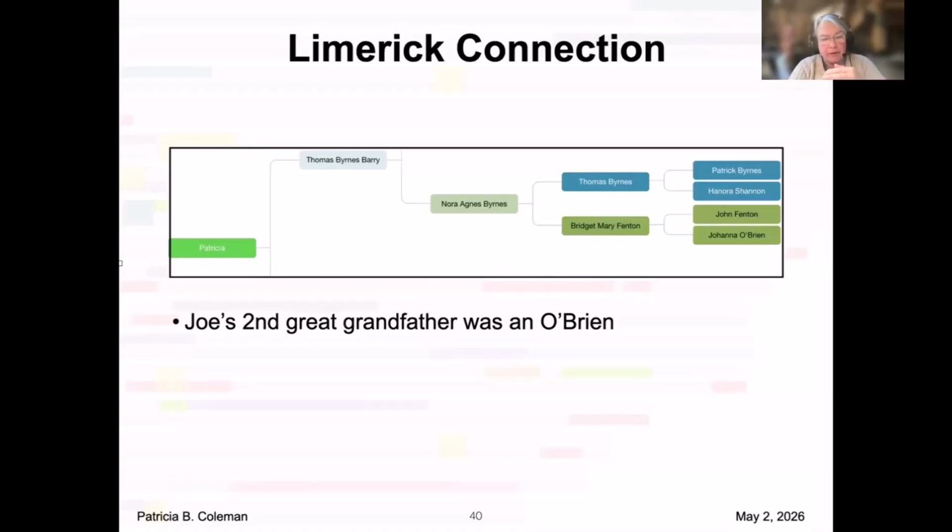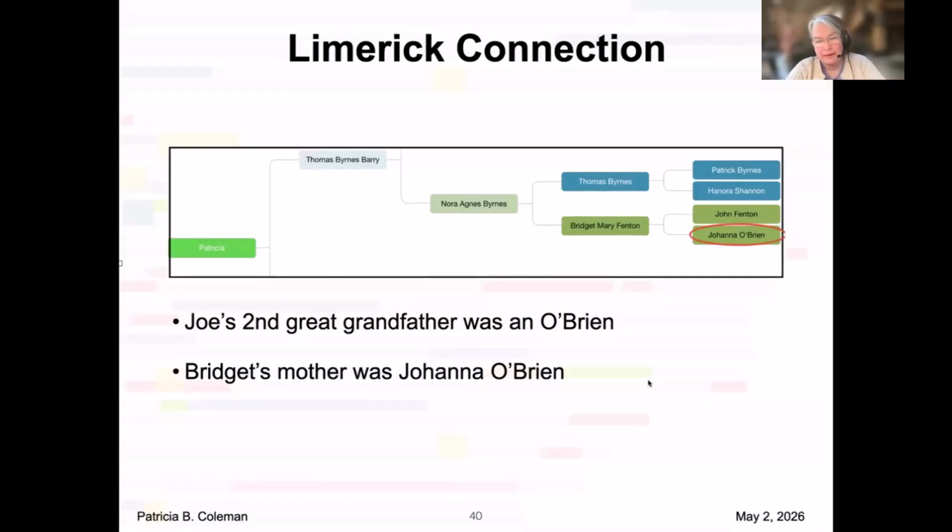But we determined that Joe's second great-grandfather was an O'Brien. And Bridget's mother, our second great-grandmother, is Joanna O'Brien. And we actually think that Joe's second great-grandfather and Joanna were most likely siblings. But the baptismal records haven't survived that far back, so we can't prove it, but that's our hypothesis.